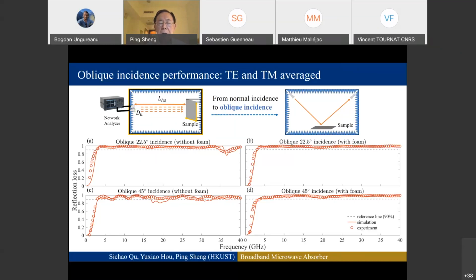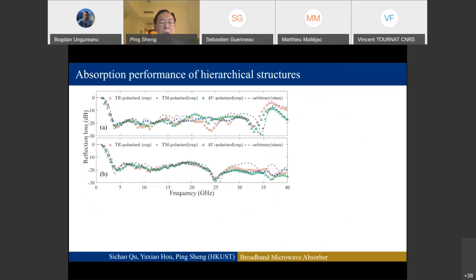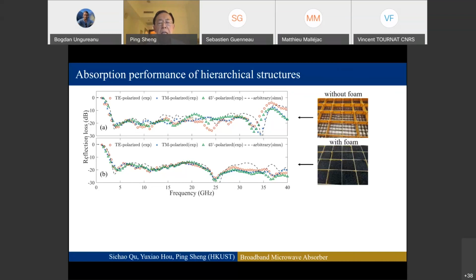Okay. And so the measurement can only be done up to 45 degrees. So what we want to do is to show you in the dB scale. And you can see in the dB scale, at the 45 degrees, the top one is without the foam, the bottom one is with the foam. The one with the foam is actually only slightly worse at 45 degrees than the normal incidence.